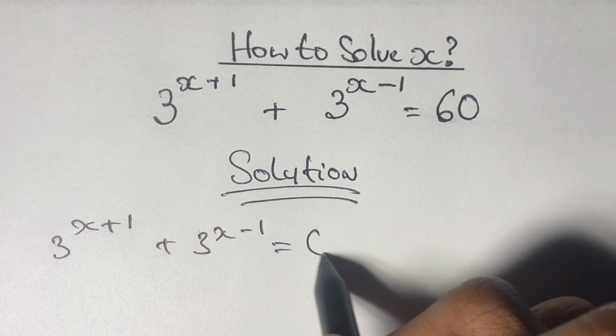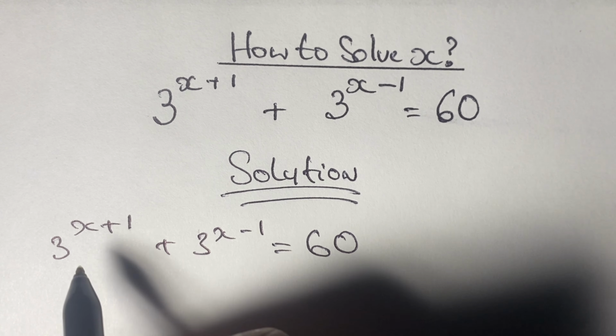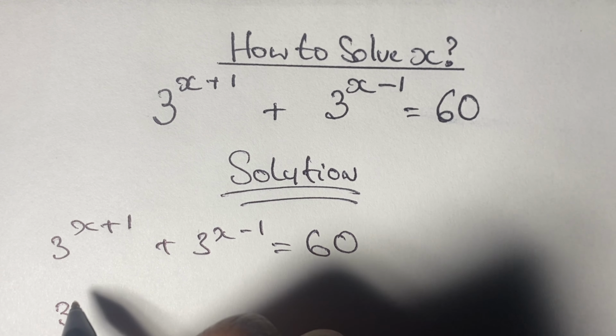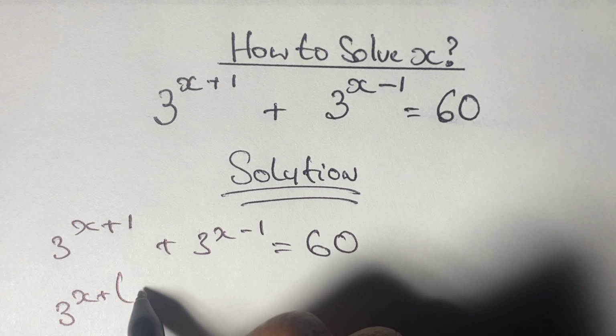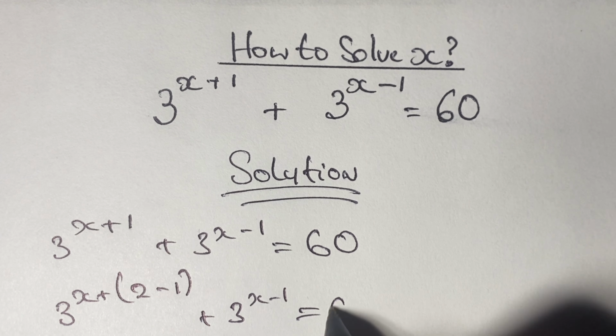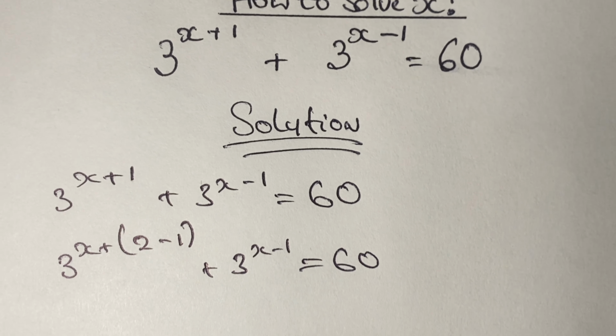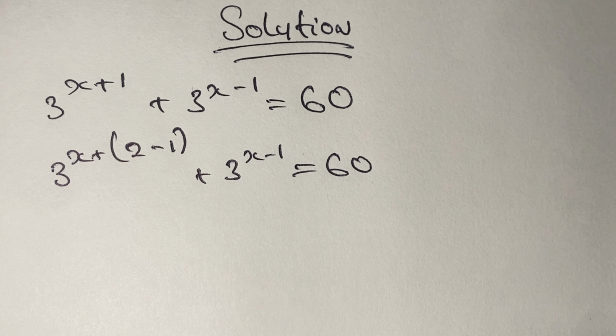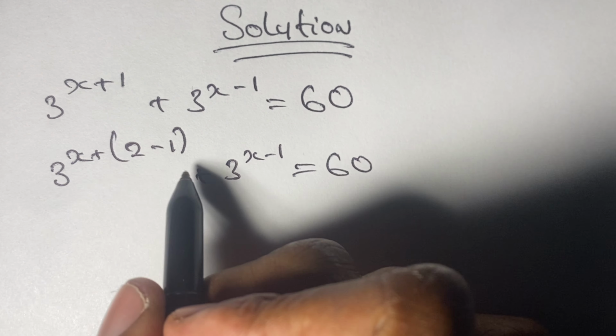Now without further ado, let's go ahead and solve this equation. Now here where we have 3 to the power of x plus 1, we can simplify this as follows. So we could have this as 3 to the power of x plus in bracket 2 minus 1, and then we just continue by having plus 3 to the power of x minus 1 is equal to 60. Doing this enables us to factor out our equation. You will see how we get to that in just a bit.